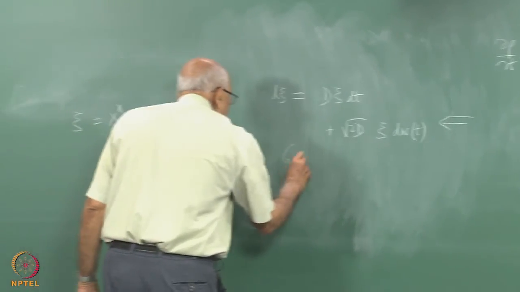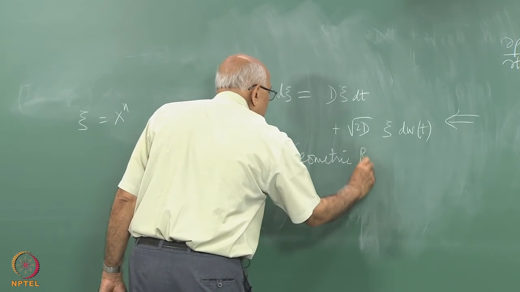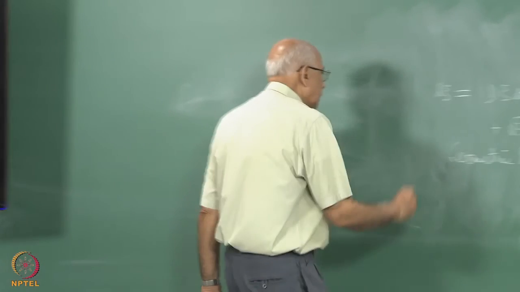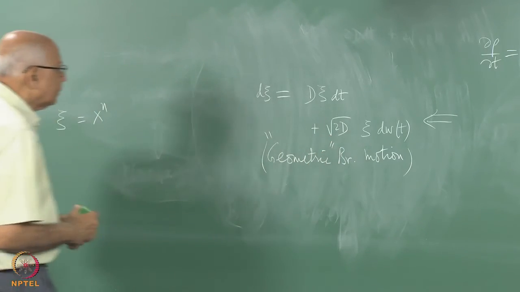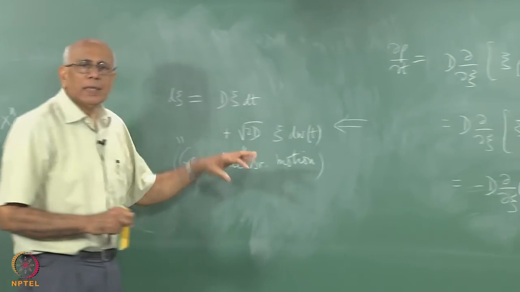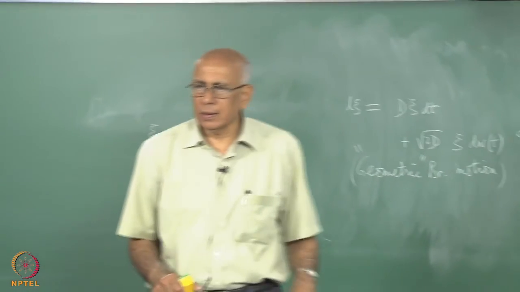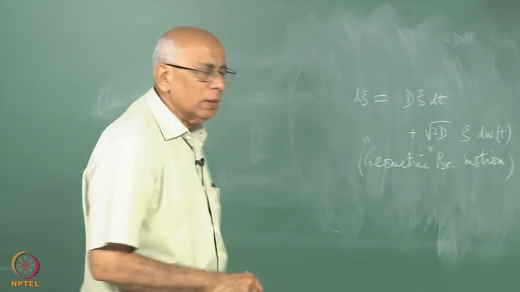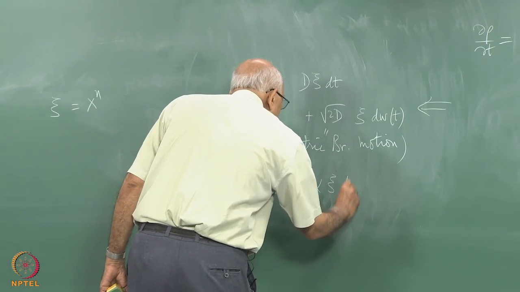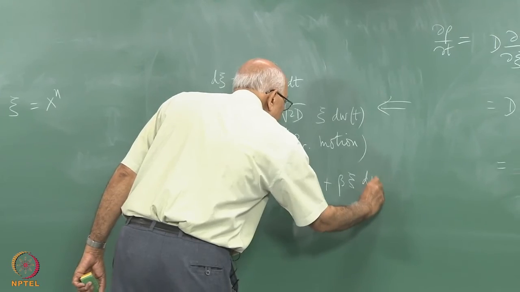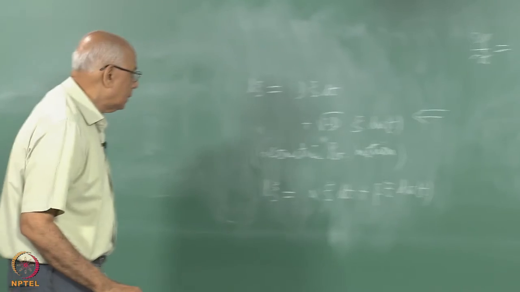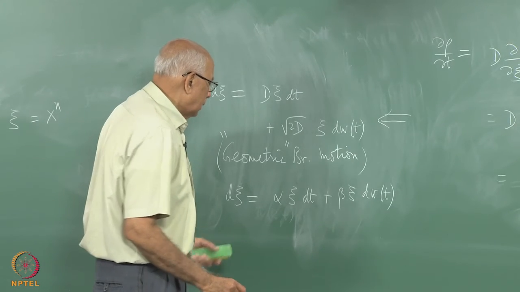And this is called geometric Brownian motion, geometric in quotation marks. There is a small generalization of this, and that is the model that is used in economics when they want to model stock market fluctuations and so on. The model used is d xi equal to some alpha xi dt plus beta xi dw of t in general. And this is called the Black-Scholes model.